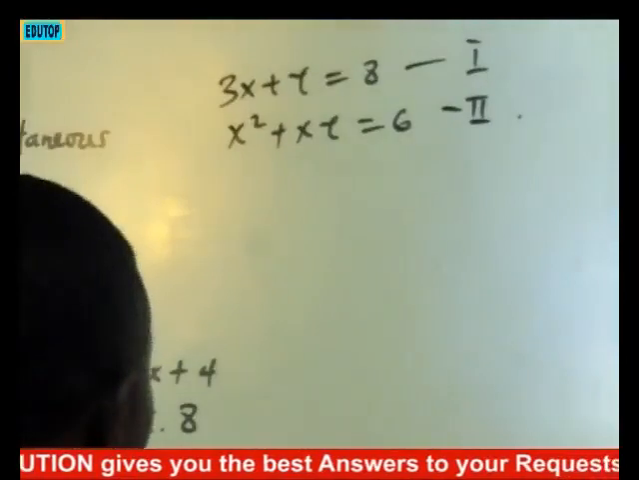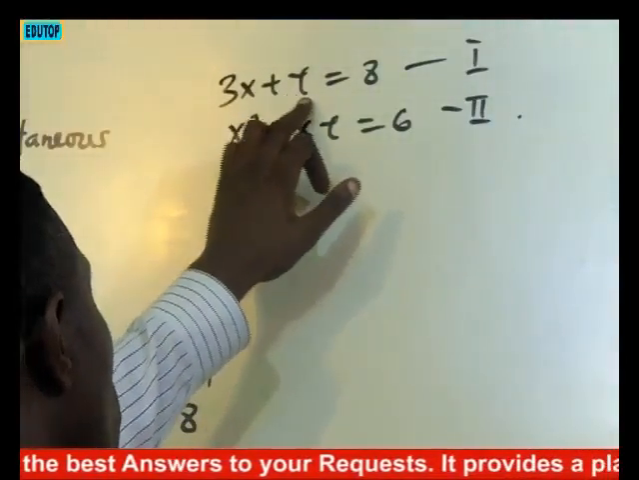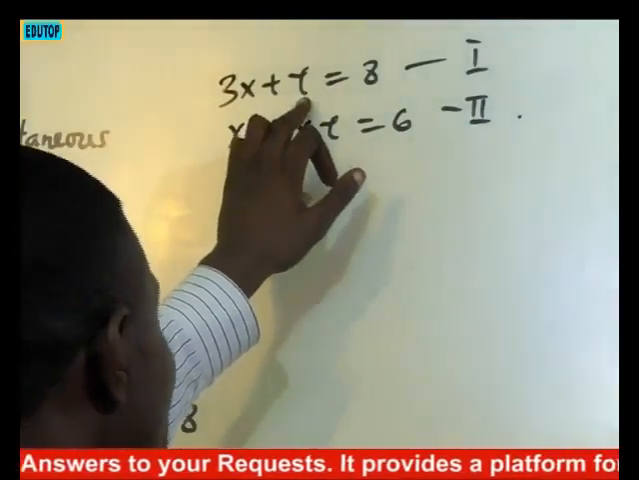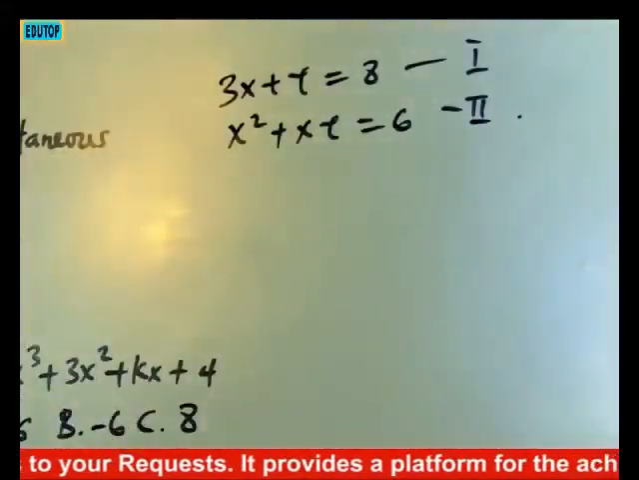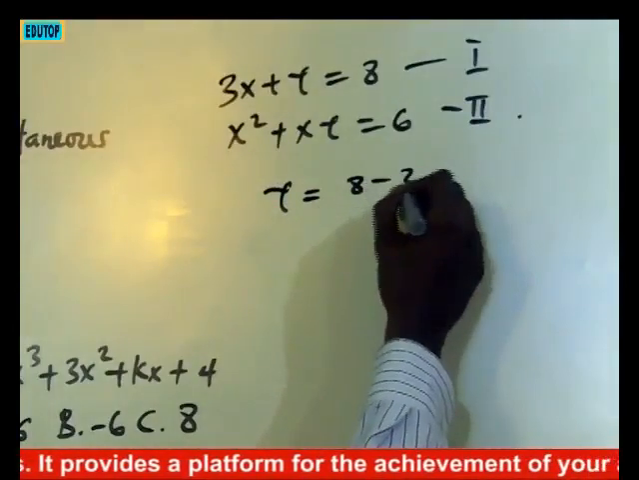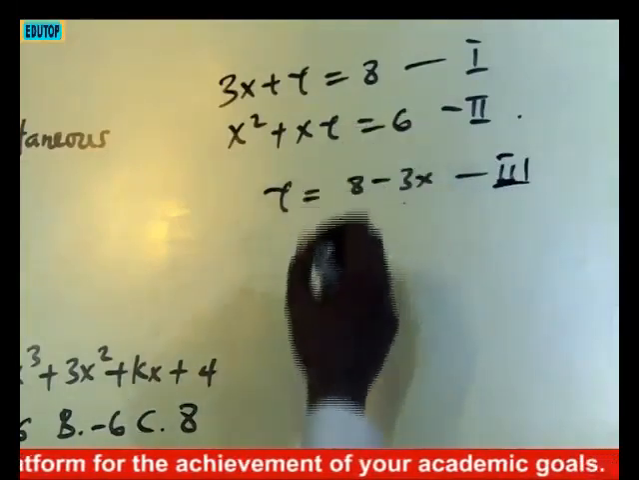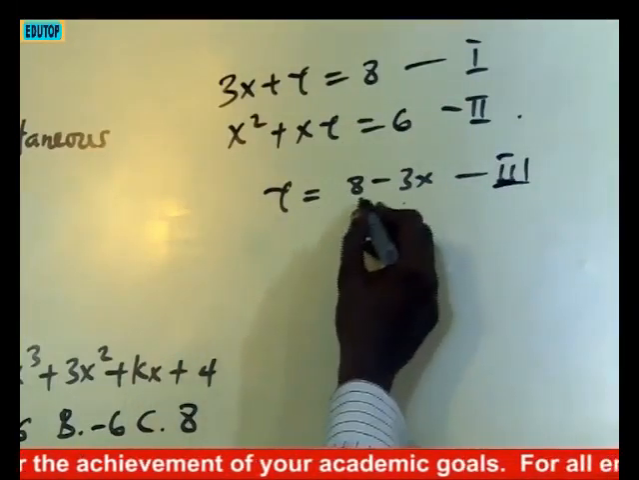Let's find an expression or an equation for y. That is making y the subject of the formula in equation 1. So by solving, I have y equals 8 minus 3x. Let's call this equation 3. So I want to substitute this into equation 2. Anywhere I see y, I will replace it with this.